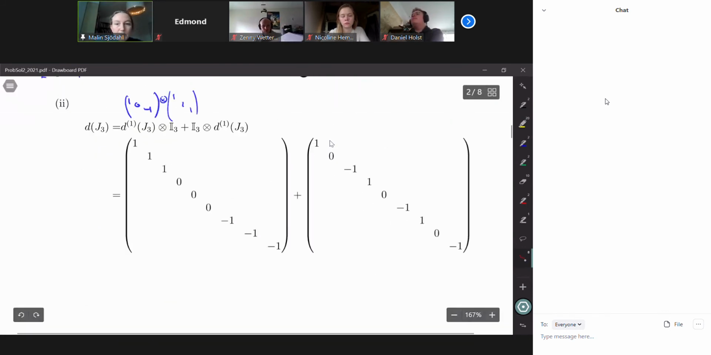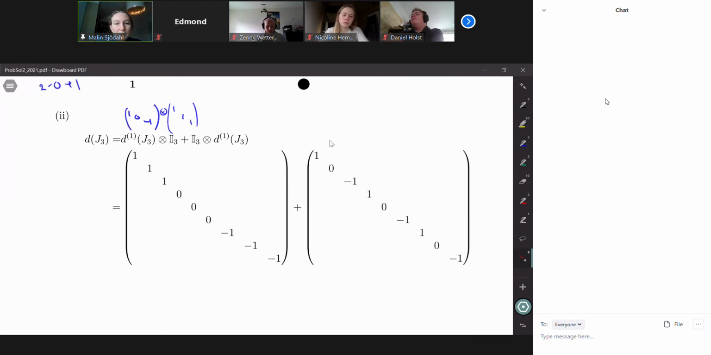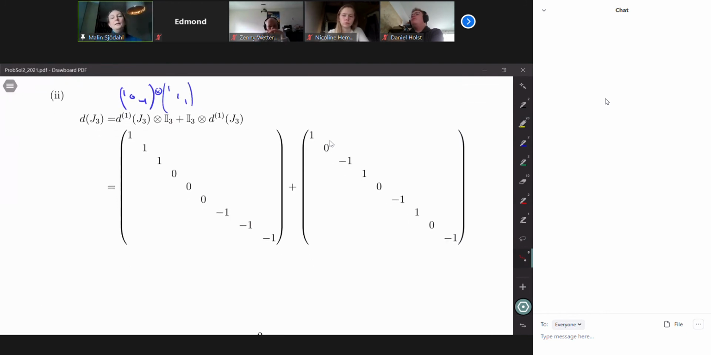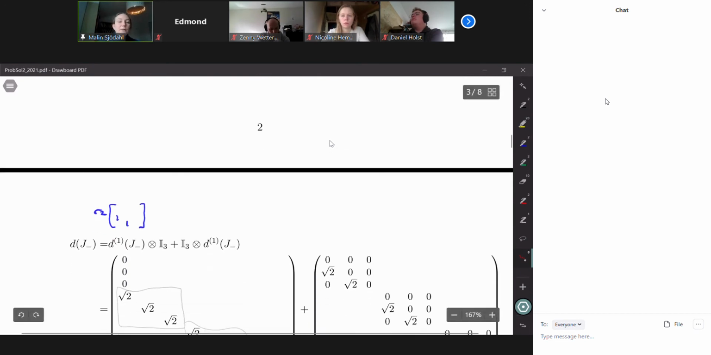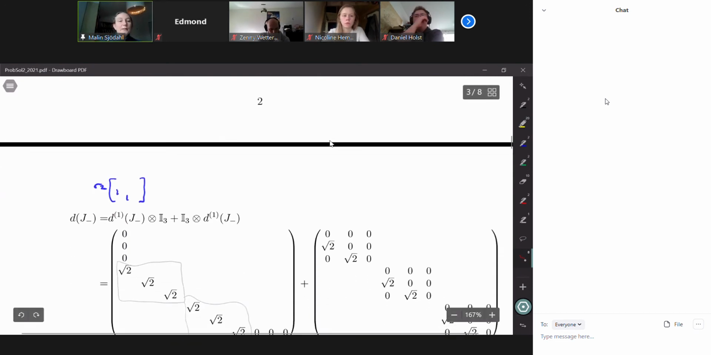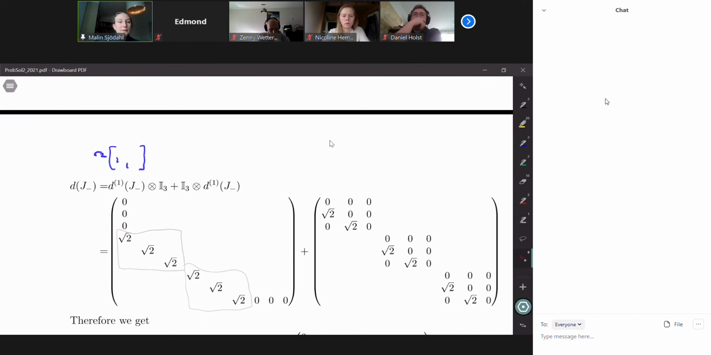So J3 is a nice diagonal matrix. So of course it's pretty trivial to just add these matrices. Then we need to find the representation of J minus as well. J minus in the product representation.